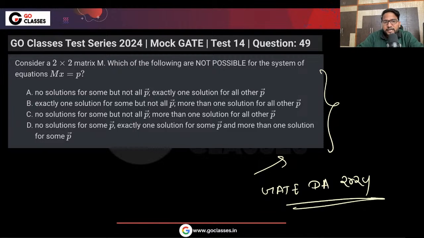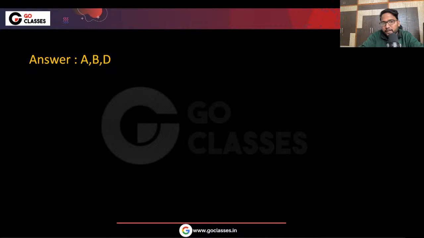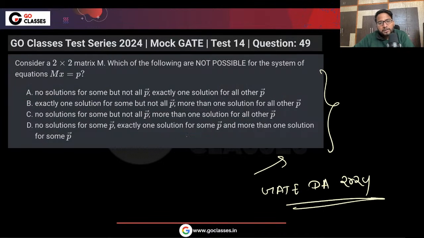So what they are saying is that it is not possible. See, let me just tell you, the answers are A, B and D, which means only C was possible. Should I solve this question, or were you able to solve this? Let me know.